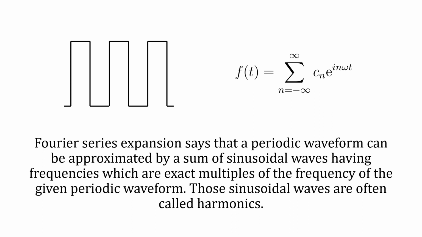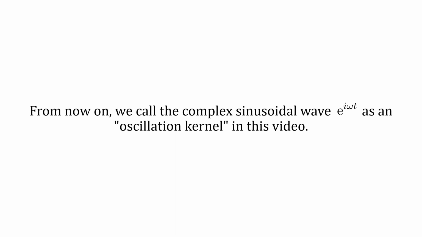Fourier series expansion says that a periodic waveform can be approximated by a sum of sinusoidal waves having frequencies which are exact multiples of the frequency of the given periodic waveform. Those sinusoidal waves are often called harmonics. From now on, we call the complex sinusoidal wave e to the i omega t an oscillation kernel in this video.